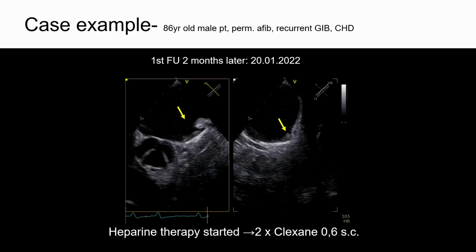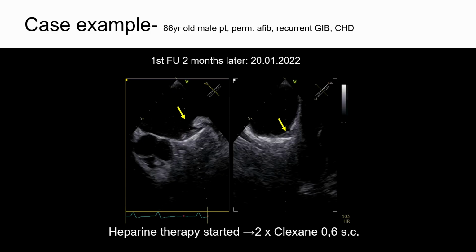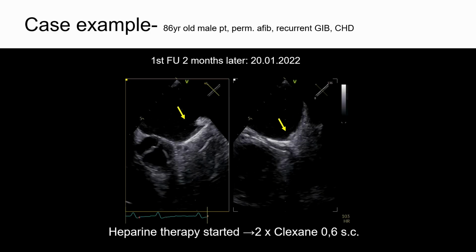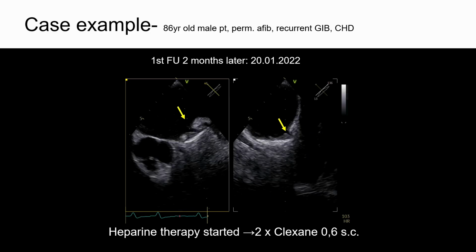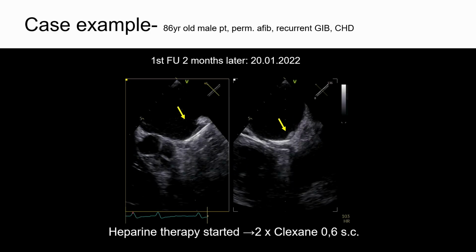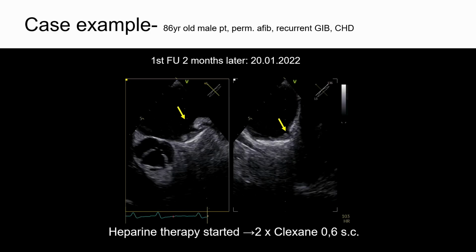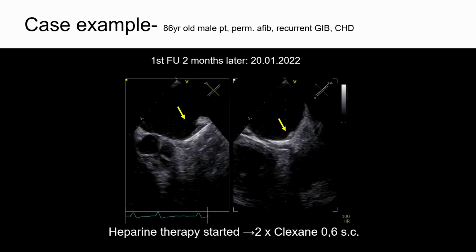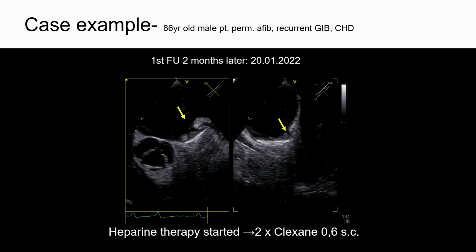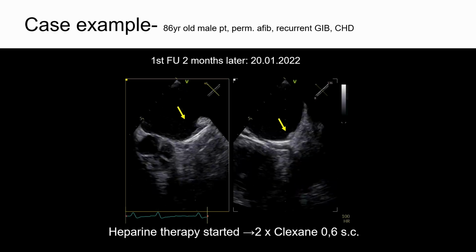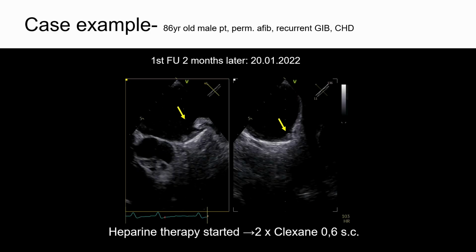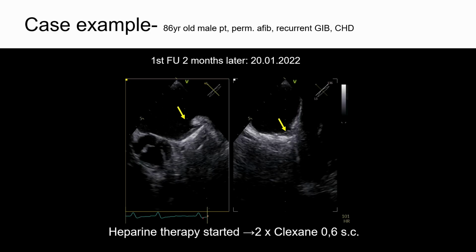So this is the first follow-up. Don't ask me why it's 2 months after the implantation, usually we do it a little bit later, but this was the first follow-up. And you can see something here. Is it a thrombus already? I mean, it's protruding. The surface is not super smooth. So I thought when I saw the patient, this is a thrombus because the surface is not super smooth.